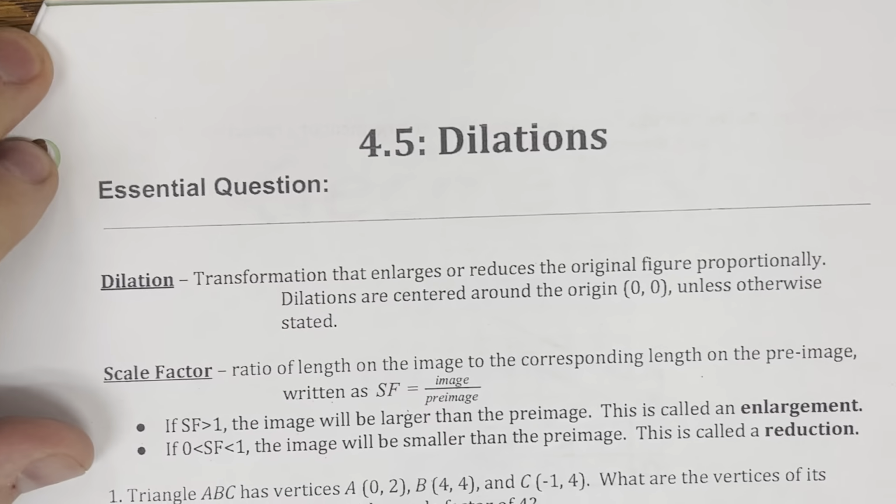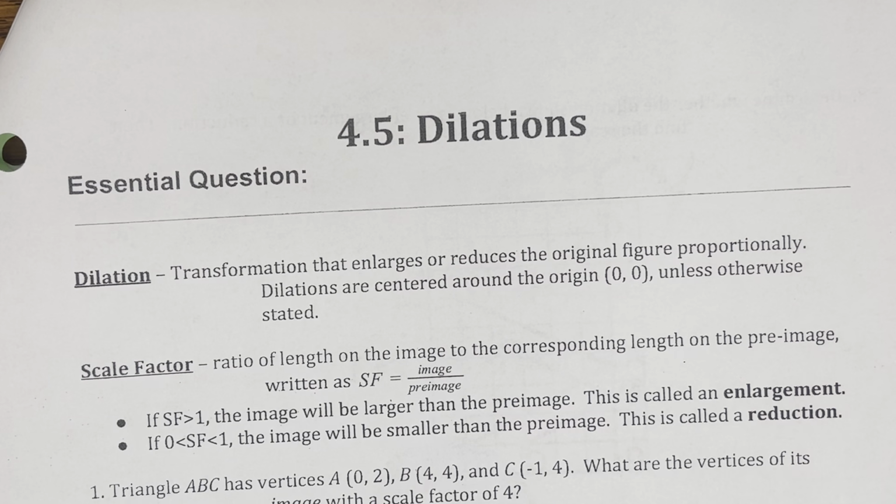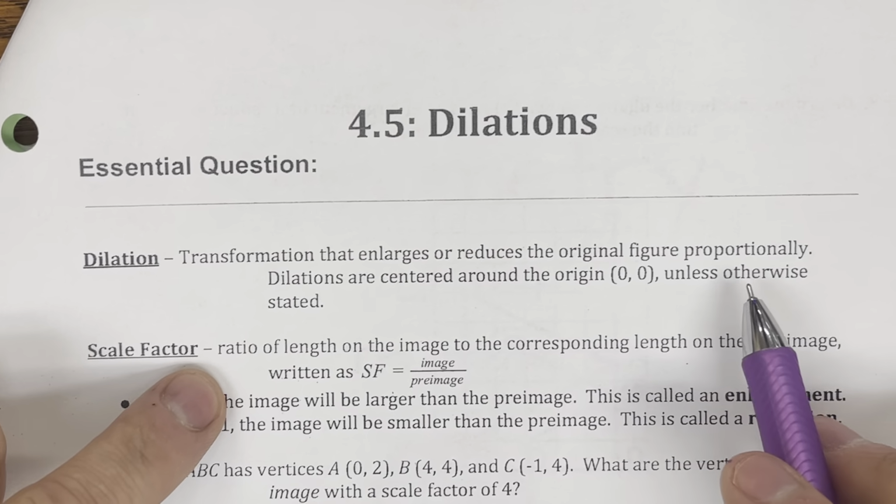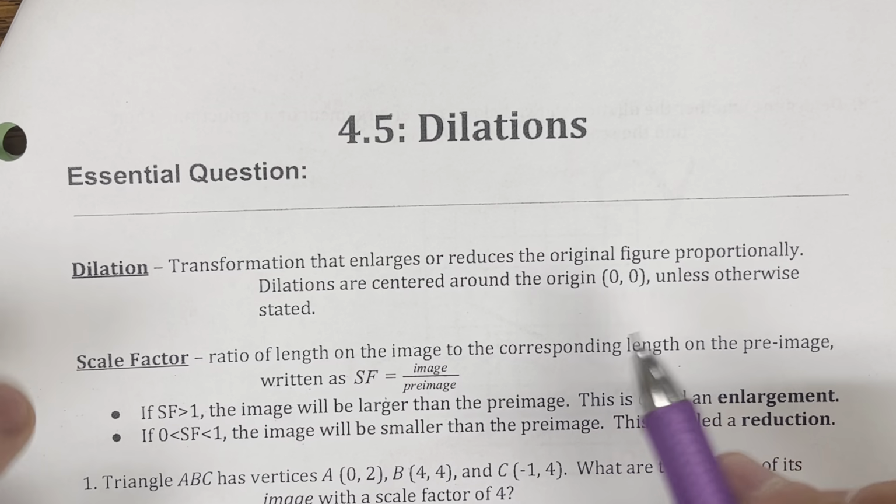Dilations is the goal for today. A dilation is a transformation that enlarges or reduces the original figure proportionally. The dilations that we're going to do are going to be centered around the origin, 0, 0, unless otherwise stated, but ours will be around 0, 0. A couple things we need to talk about.